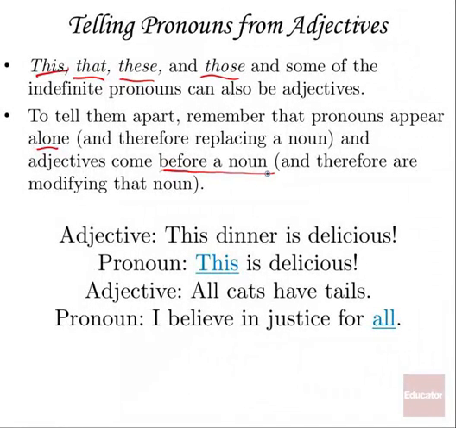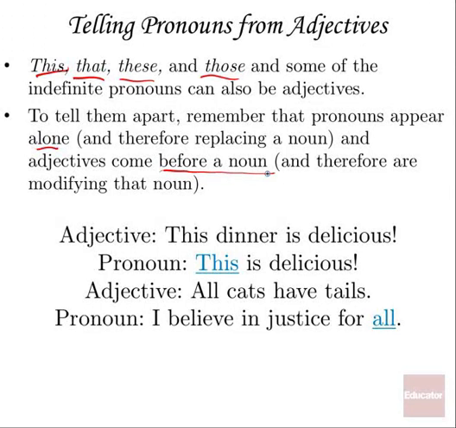So if you're trying to figure out whether one of these words is acting as a pronoun or an adjective, look to see whether there is a noun or pronoun right after it. If there is, it's acting like an adjective. If it's sitting there by itself, it must be a pronoun because it's doing the job of a noun. So, let's look at some examples.